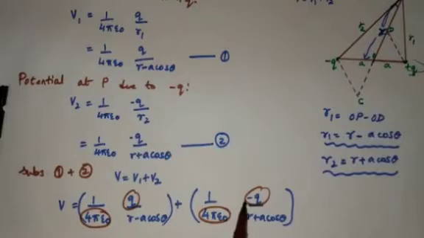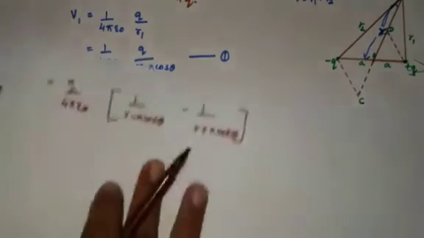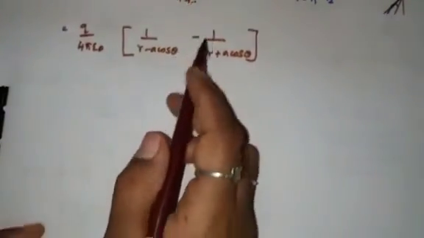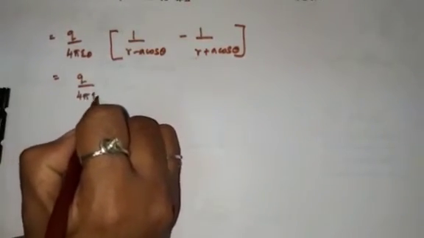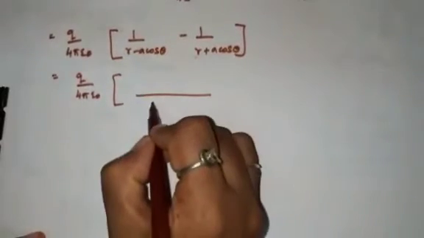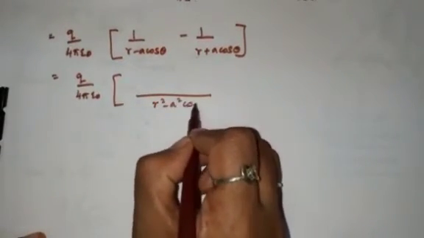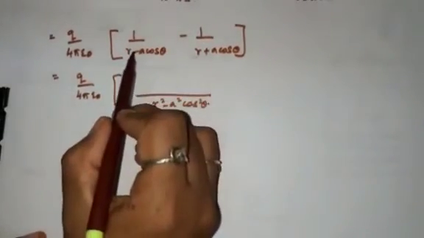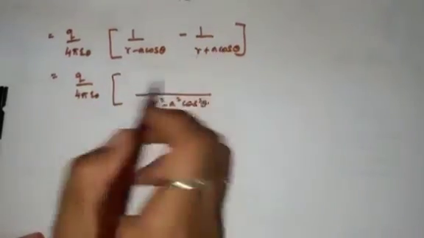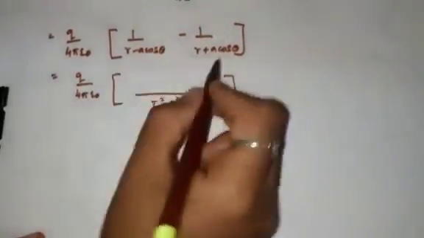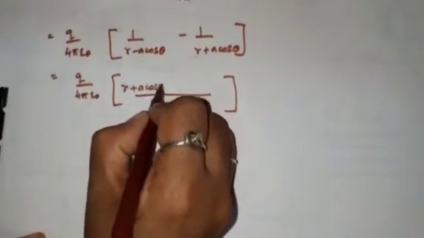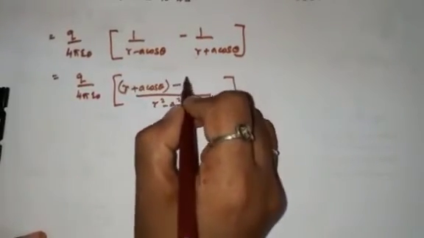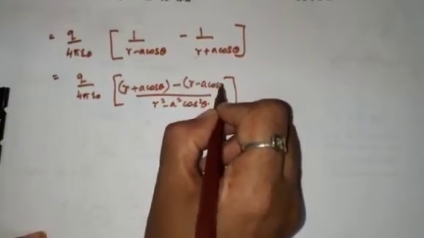Why I put minus here: plus into minus will become minus, so I have taken minus commonly at the center. Which is equal to Q by 4 pi epsilon naught, taking the LCM, r square minus a square cos square theta, using the a plus b into a minus b formula. So I am taking this formula, taking the LCM, cross it: r plus a cos theta minus of r minus a cos theta.